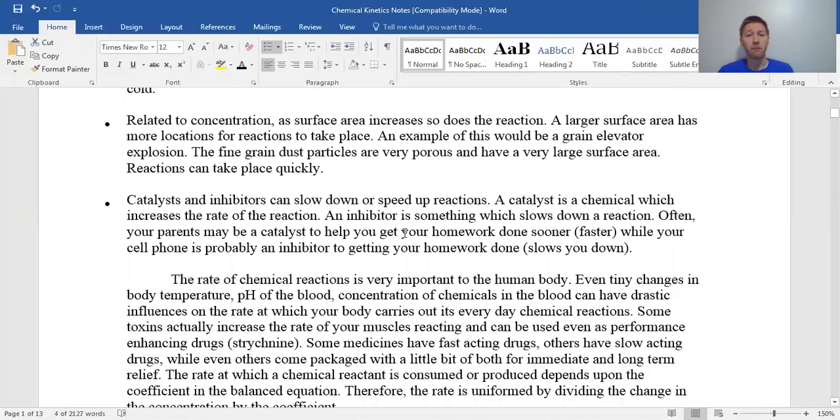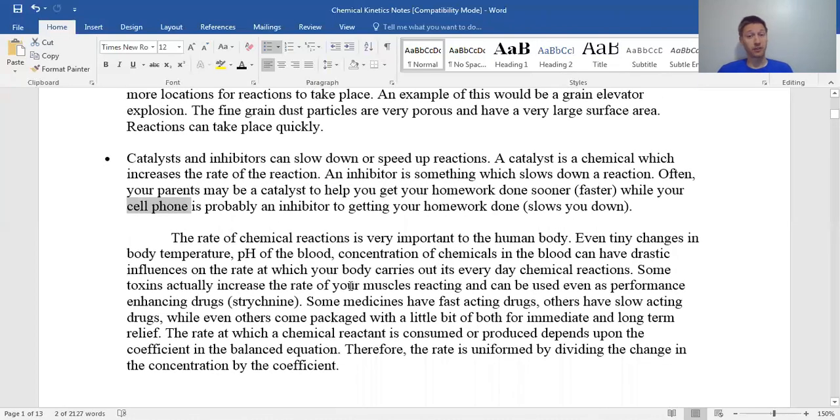There are also things like catalysts and inhibitors. We'll talk about this in greater detail for reaction mechanisms, but a catalyst is something that can speed up the reaction. It just makes it faster. Inhibitors are anything that can slow down a reaction. Inhibitors are things that will get in the way and stop the reaction. So teachers and parents tend to be catalysts to make you get work done faster. Your cell phone and any video games you have on there are probably inhibitors slowing you down.